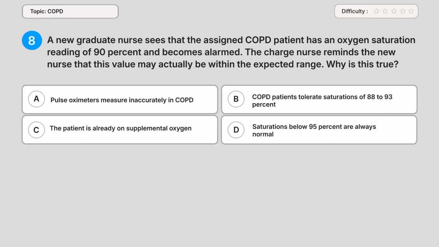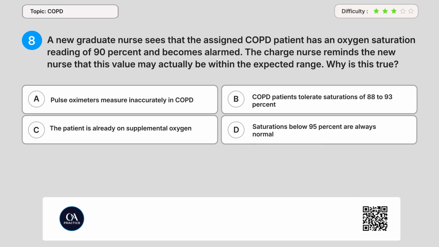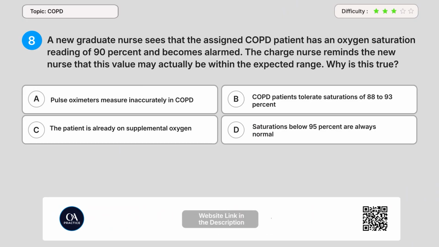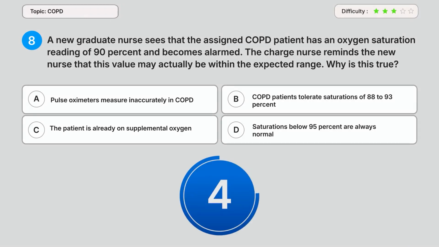Question 8. A new graduate nurse sees that the assigned COPD patient has an oxygen saturation reading of 90% and becomes alarmed. The charge nurse reminds the new nurse that this value may actually be within the expected range. Why is this true? A. Pulse oximeters measure inaccurately in COPD. B. COPD patients tolerate saturations of 88 to 93%. C. The patient is already on supplemental oxygen. D. Saturations below 95% are always normal. What do you think is the answer?